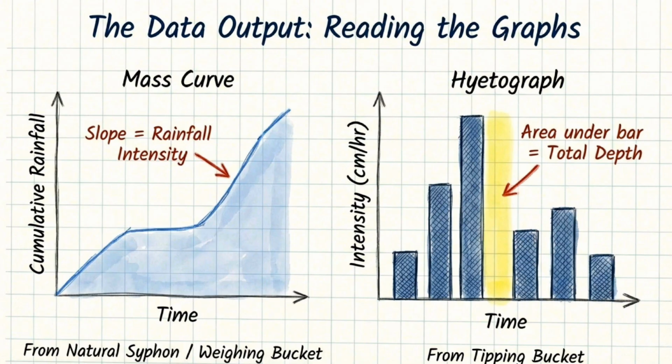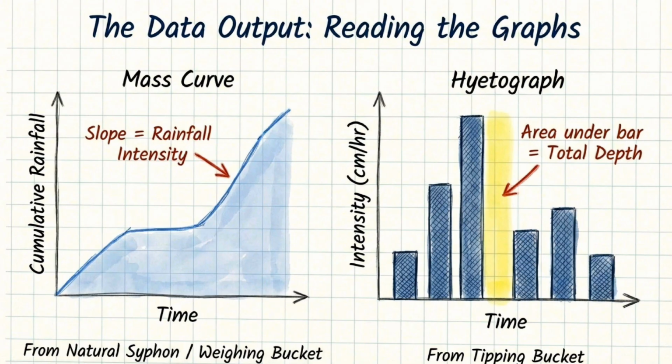Now let's look at the hydrograph. A hydrograph shows rainfall intensity versus time. It is usually represented using vertical bars. Each bar represents the rainfall intensity during a particular time interval. An important concept here is that the area under the bars represents the total rainfall depth during the storm. Hydrographs are commonly obtained from tipping bucket rain gauges.